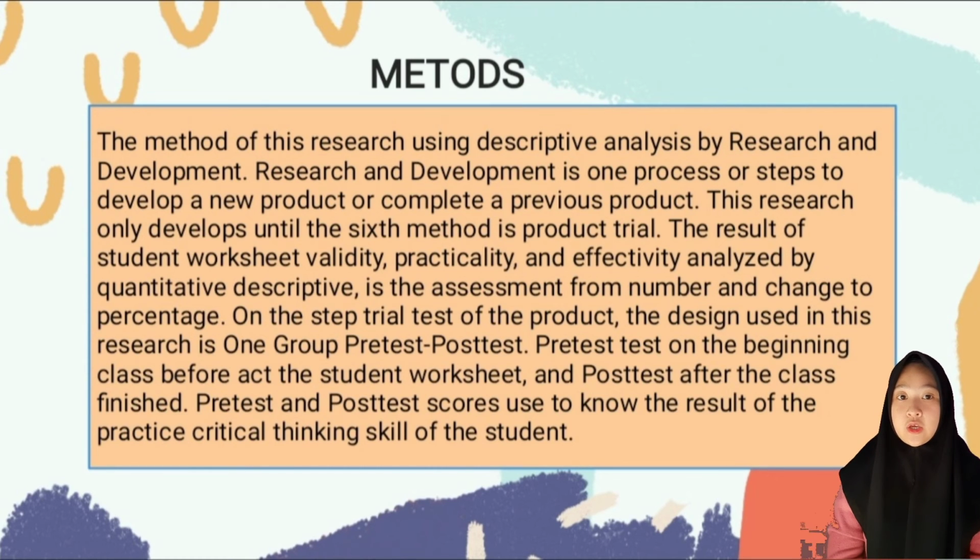The design used in this research is one group pretest post-test. The pretest is given at the beginning of class before using the student worksheet, and the post-test after the class is finished. Pretest and post-test scores are used to know the result of the practice of critical thinking skill of the students.